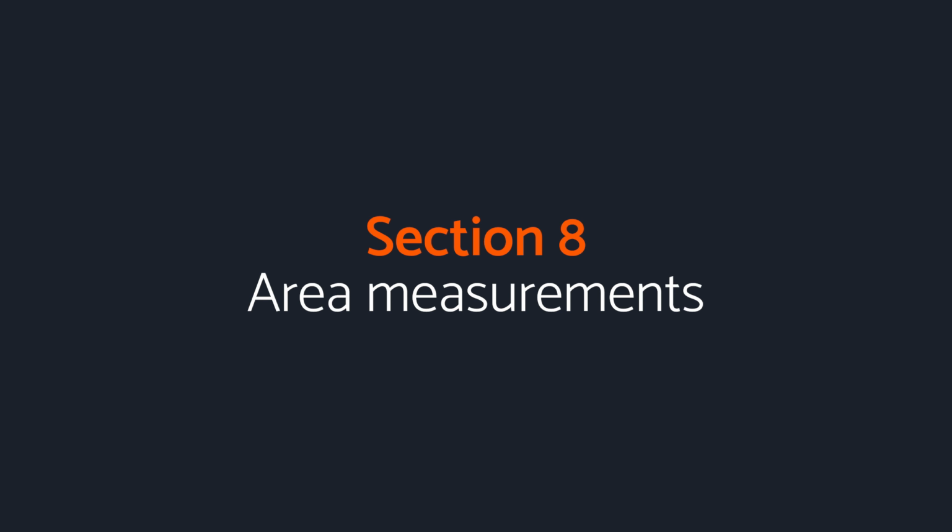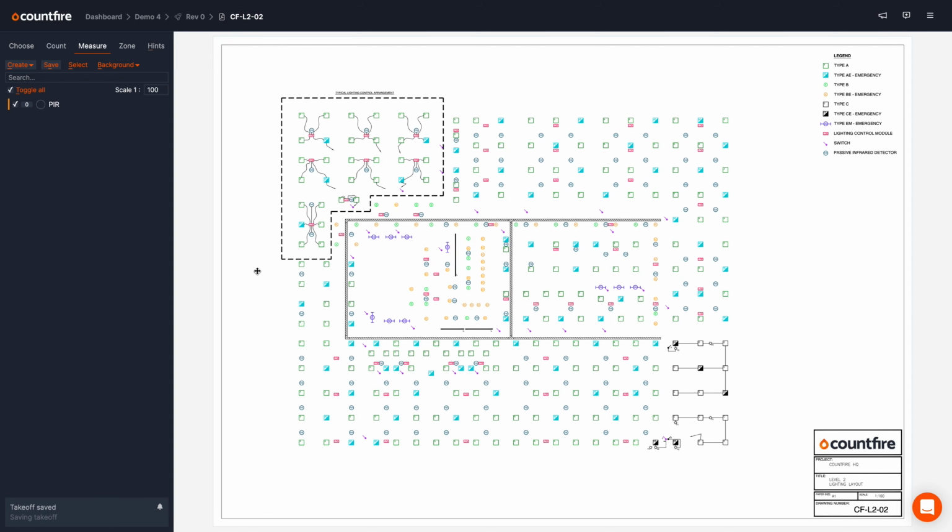Section 8. Area Measurements. Also within the Measure tab, you can measure an area. Once you press Create, simply change it to an area. In the same way as you draw the linear measurements, this is a freehand tool, but if you hold the Shift, it will snap to a straight line.